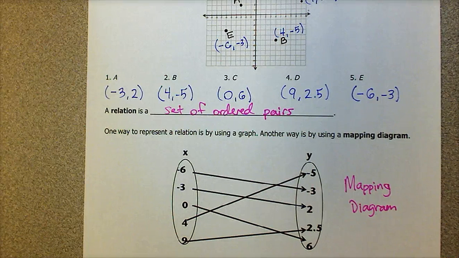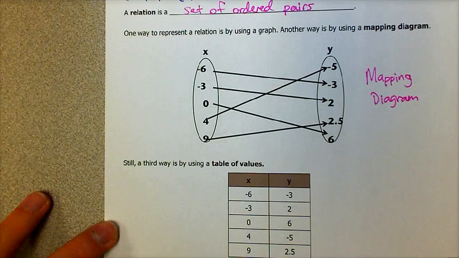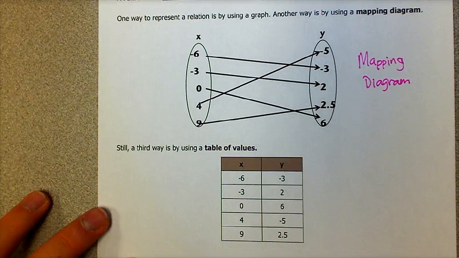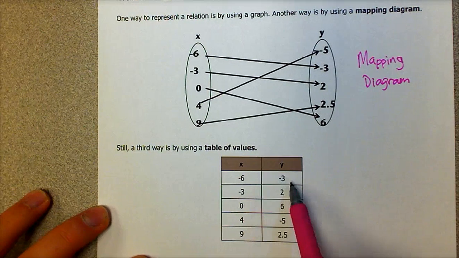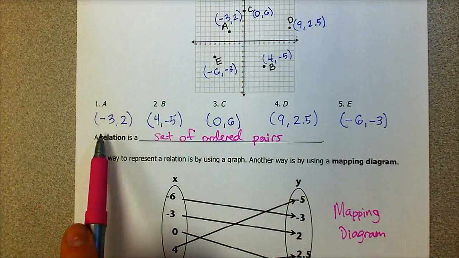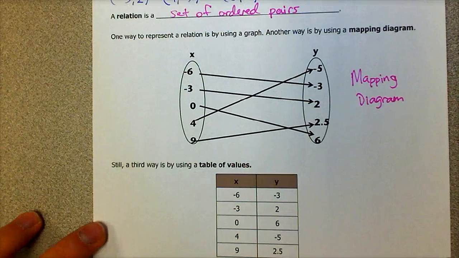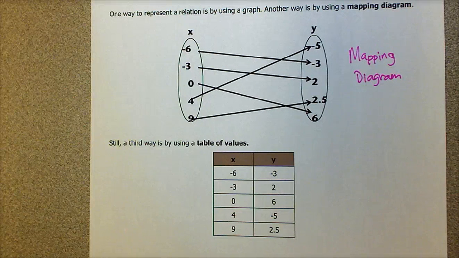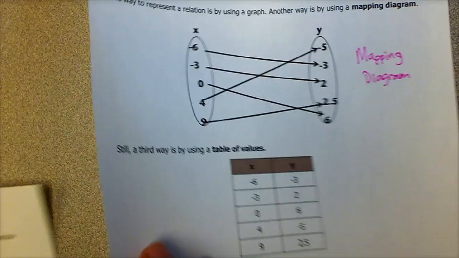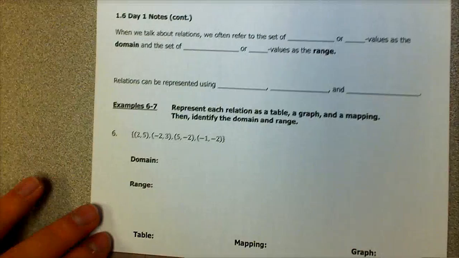Another way to represent a relation is by using a table of values, or we'll sometimes call this a t-chart. -6 again is paired with -3, -3 is paired with +2, just like point A, etc. So what we're going to practice now for the end of this video is how to represent relations in all 3 different ways: using a table, using a mapping diagram, and using a graph.